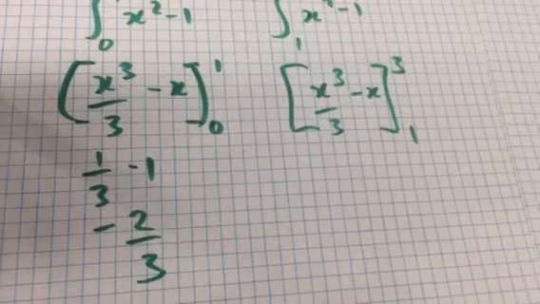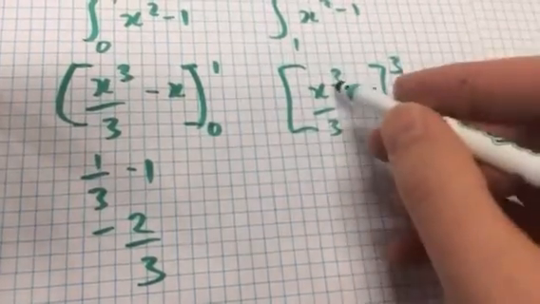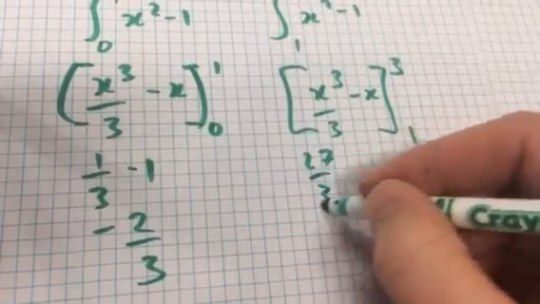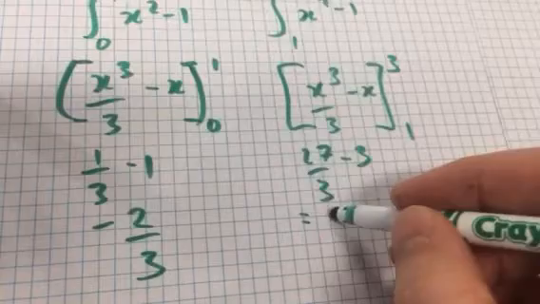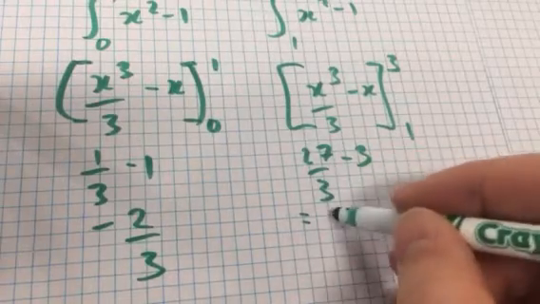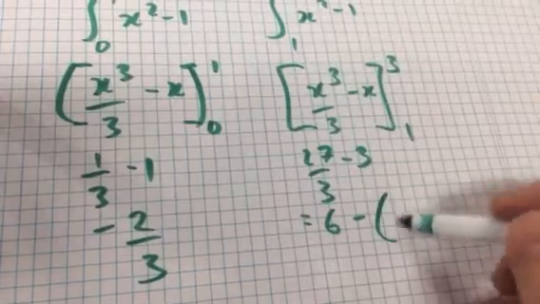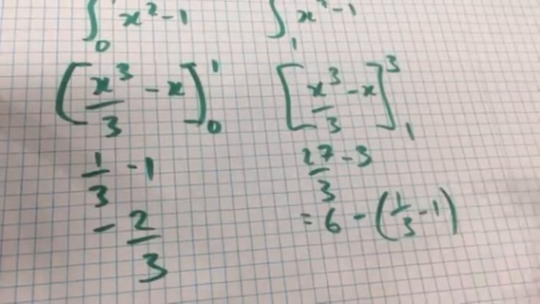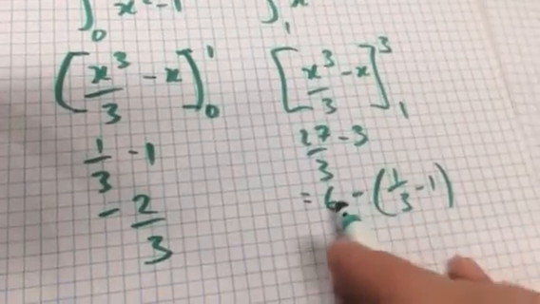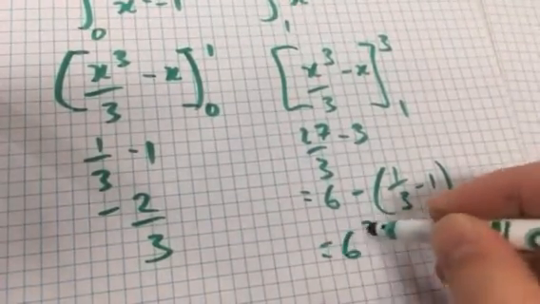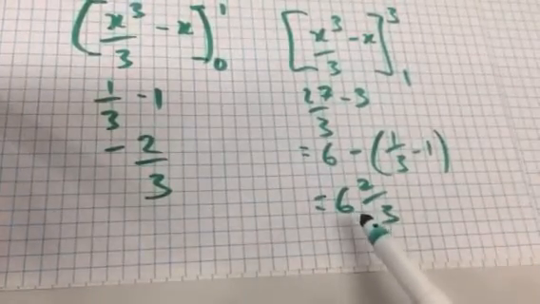And this one will give you 3 cubed over 3 minus 3, which is 27 over 3 minus 3, which is what we had before, 9 minus 3, which is 6. And then we have to take away 1 over 3 minus 1, that's negative 2/3, but minus negative 2/3 will be 6 and 2/3. So if we added those two together, what would we get?